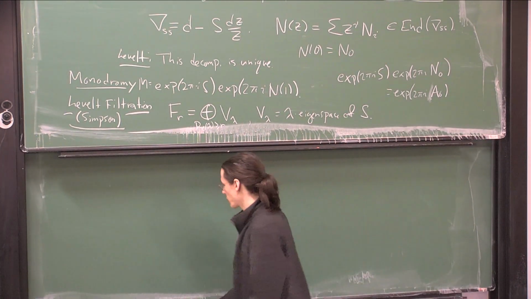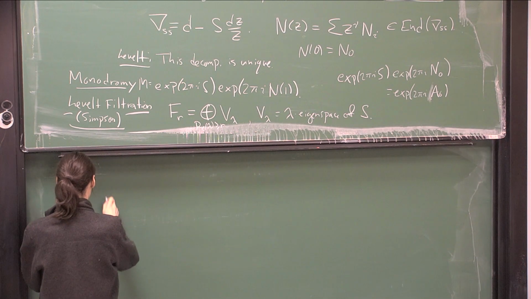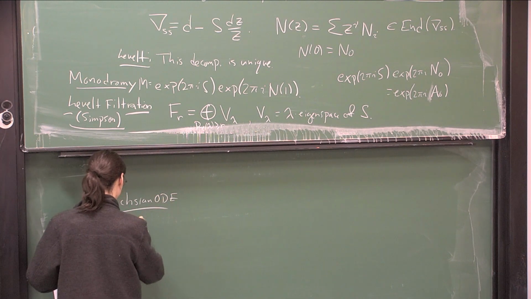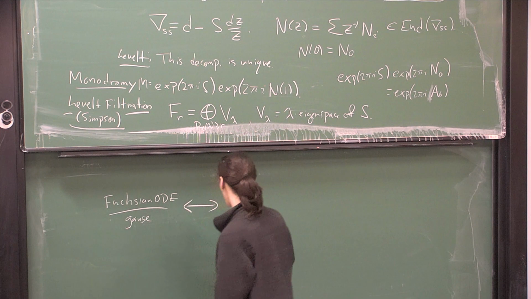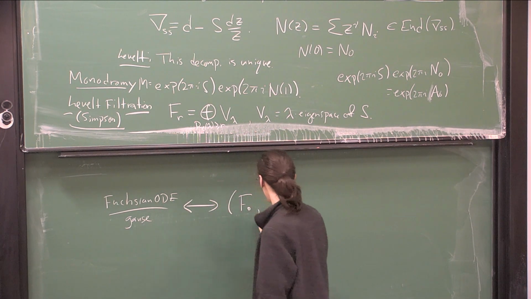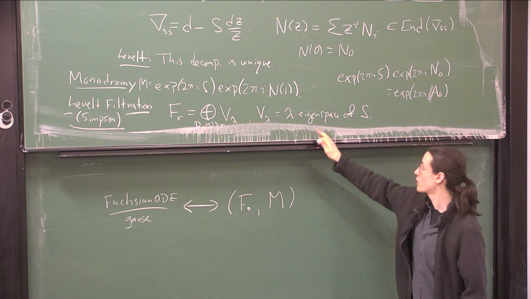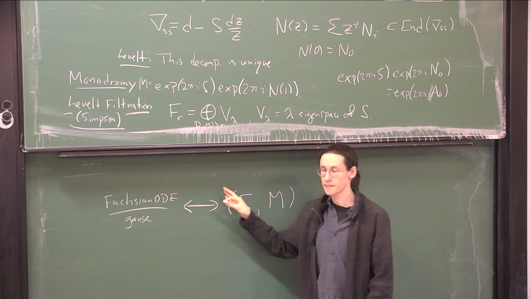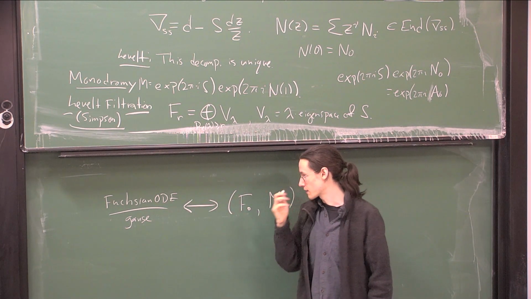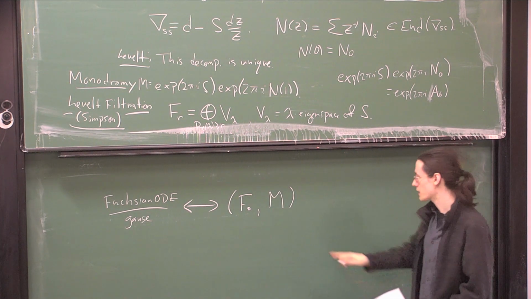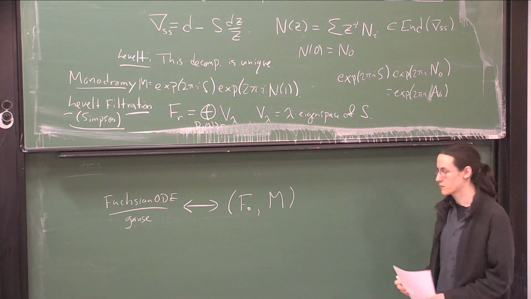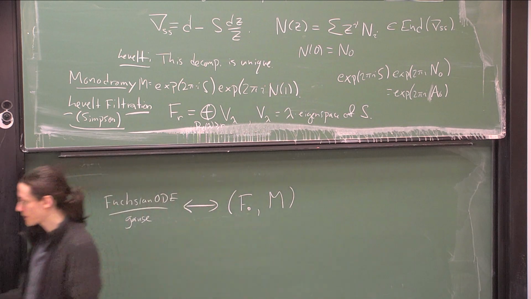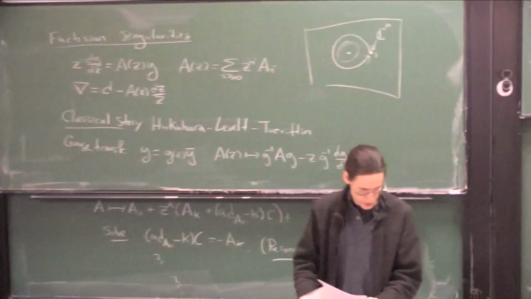You get an equivalence between these Fuchsian ODEs up to gauge. It's equivalent to this data of this filtration and a monodromy. And by the way, the monodromy preserves these subspaces. So this is the classic classification theorem, which is due to many people like Deligne and Boalch. Okay, I just wanted to recall that.